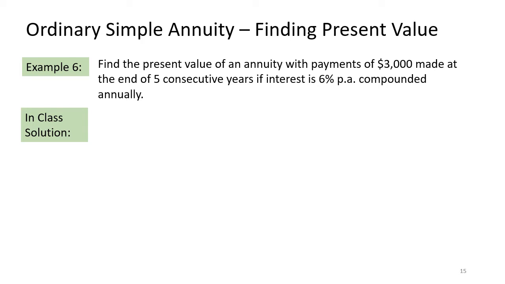So a couple things to notice. Payments are made at the end of each year, which means it's annually, and it's compounded annually. So this is an ordinary simple annuity.